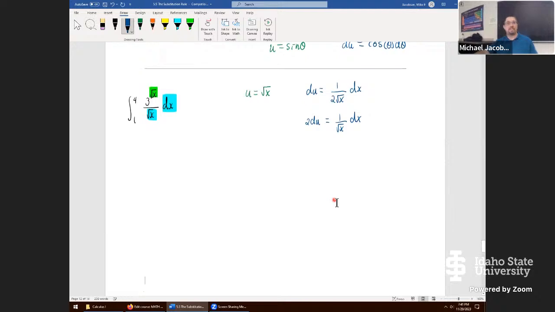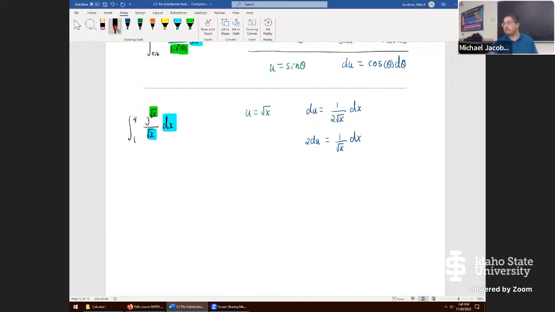Well, next thing we want to do is take our upper limit. The upper limit is operating with a variable x, so we write x equals 4. Lower limit is x equals 1.